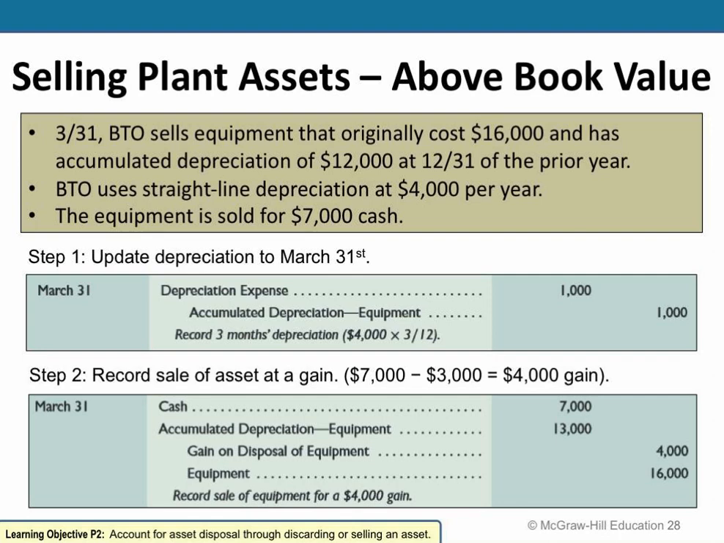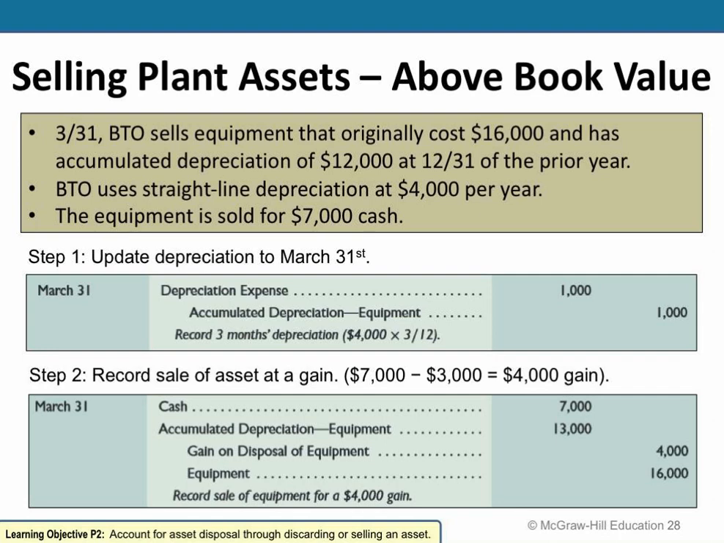So if we're above book value, we're going to have a gain that's going to be recorded. We're going to do that by debiting the amount of cash. Here, $7,000. We're going to have that same accumulated depreciation that's going to get debited off, giving us $20,000 in debits. We're going to have $16,000 that's credited off for the gross amount, and then we're going to have a gain of $4,000 that's going to be a credit here, similar to how we would book revenue as a credit.